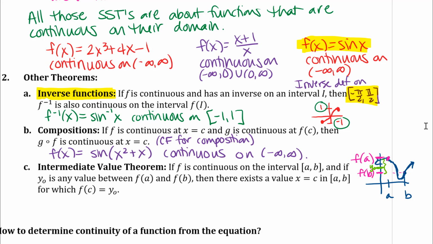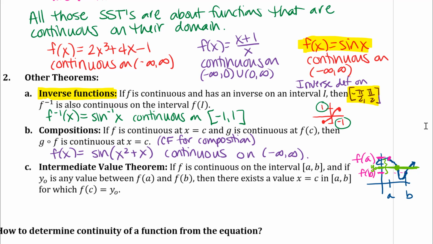Then there exists a value x equals c in the interval a b for which f of c equals y naught. And the easiest way to understand this theorem is to think about the graph. If I draw that line across there at y naught, what the theorem says is that there has to be at least one point in the interval a b, there could be more, where that graph has to pass through y naught. And that's your value of c.